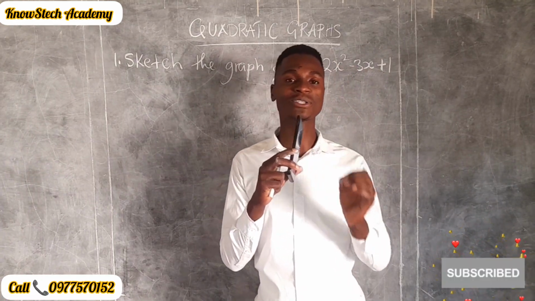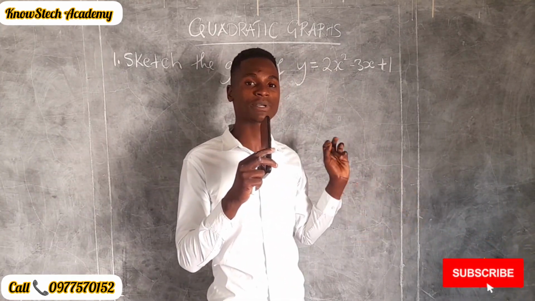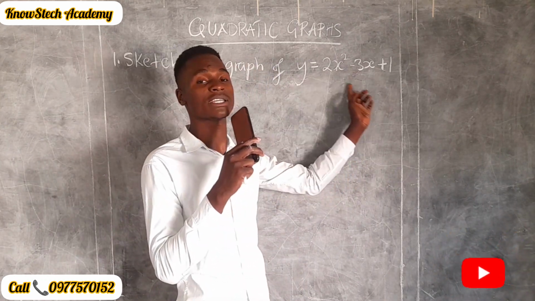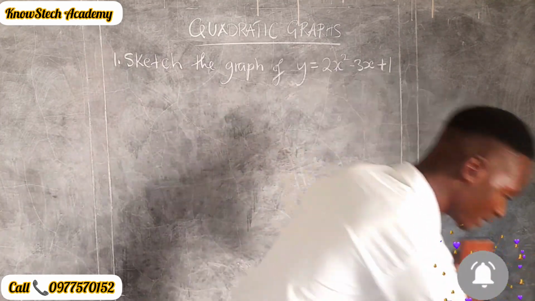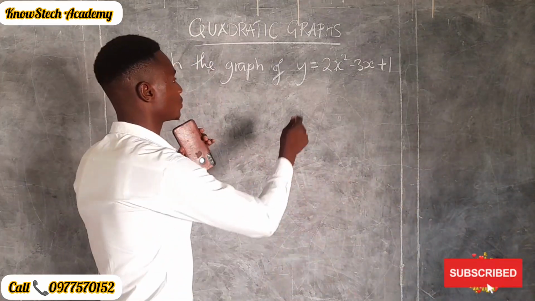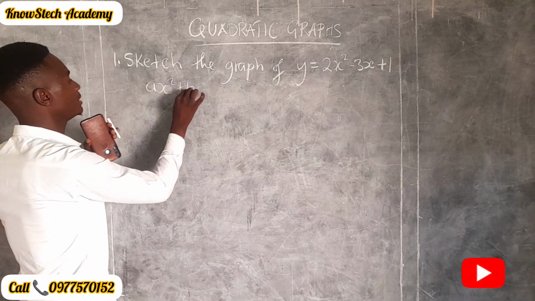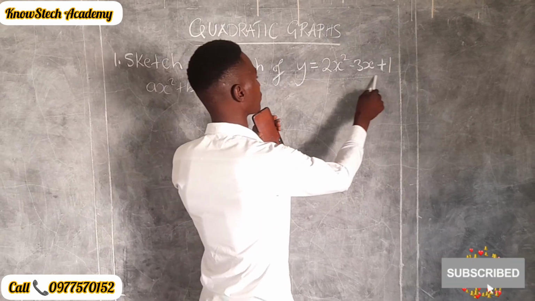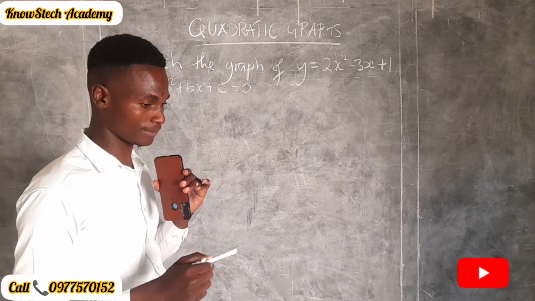In this lesson we are going to look at quadratic graphs or quadratic equations, but specifically we are going to look at how to graph these quadratic functions. So we're going to graph a quadratic function of degree 2, of this form: ax² plus bx plus c is equal to 0. How do you graph this equation when you're just given the function? How do you sketch the graph of this?